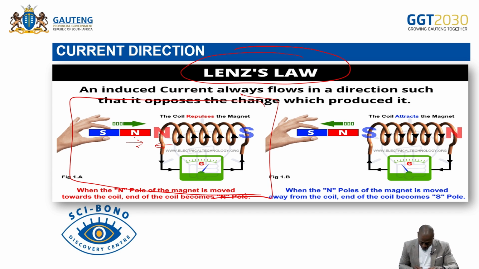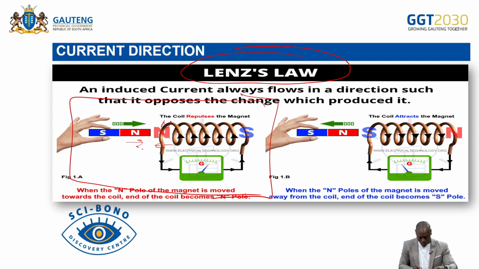So it's pushed towards, and you can see this side is pushed towards the north. So you have the north here. So what is going to be produced on this side is also going to be what? North. Because this induced current is trying to oppose what? The change which produced it. Okay? So if you are pushing it with the north, this induced current is trying to oppose that.